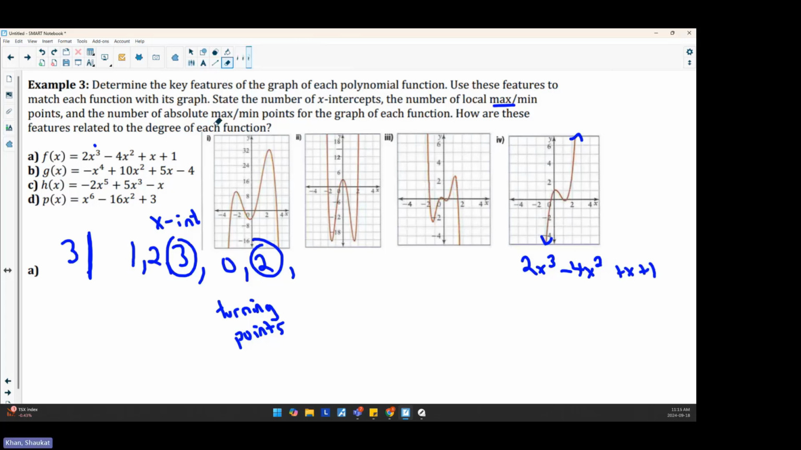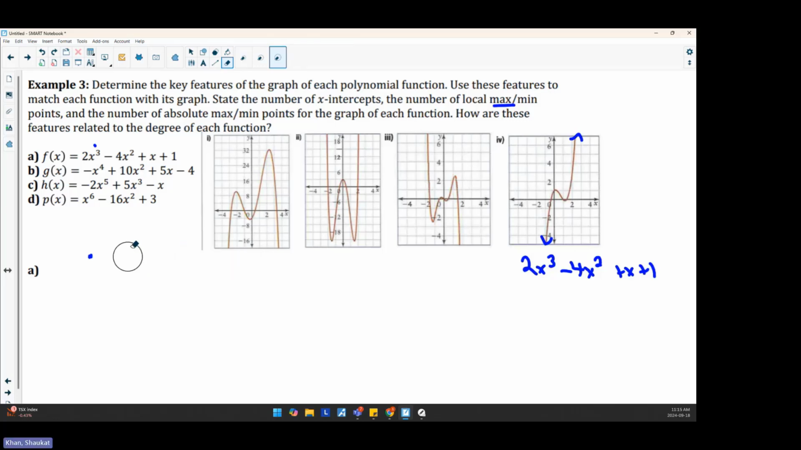And did I answer everything? Let's see. Yeah, x-intercepts we did. Yeah, number of turning points, yeah, we did. Absolute max. Okay, this is degree of function. Okay, I'm not sure what the last question is asking. We'll look at the answer in a bit. I think they just want us to match, right?